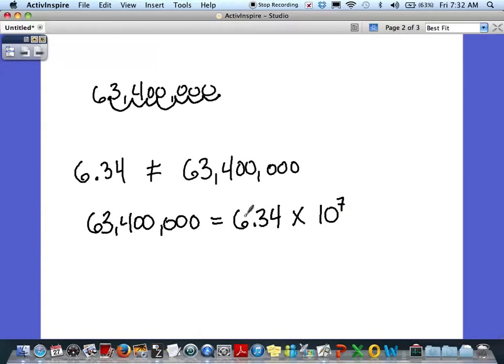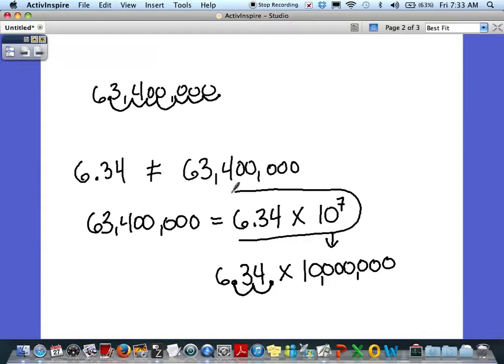This is why 10 to the 7th power is this really big number that means 10 million. So you're multiplying 6.34 by 10 million. When you multiply a number by a power of 10, the decimal point moves to the right as the number gets bigger. If you were to actually sit down and do all the multiplication, it would equal what you started with.